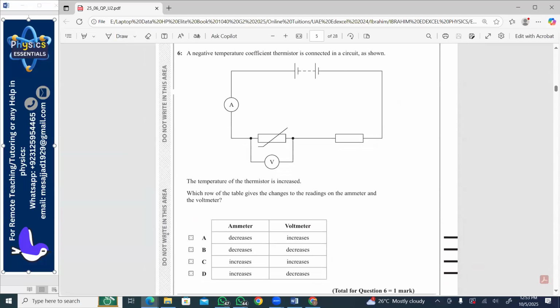A negative temperature coefficient thermistor is connected in the circuit as shown. The temperature of the thermistor is increased. Which row of the table gives the changes of the reading on the ammeter and the voltmeter? This question always comes in exams.